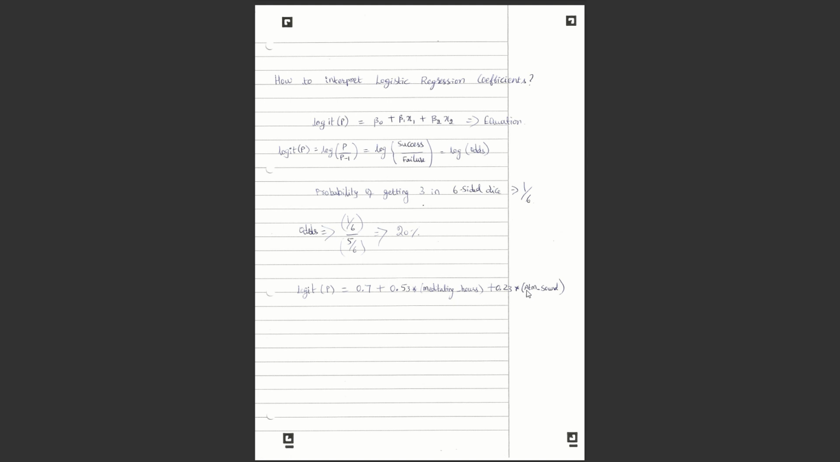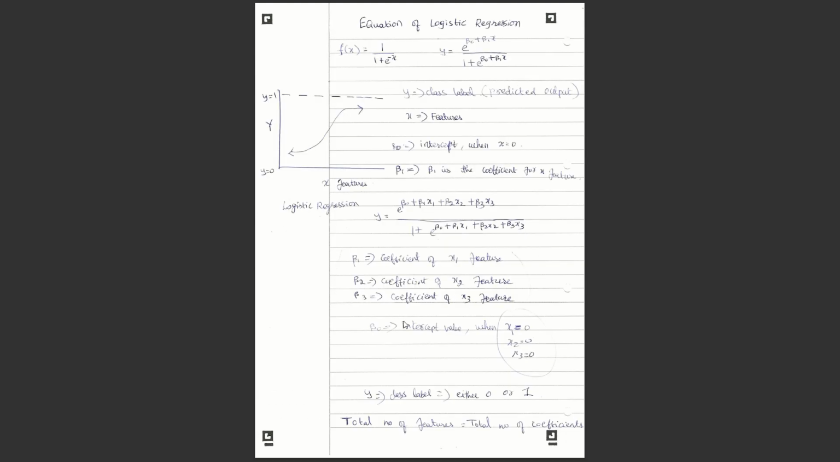Similarly, consider the atmospheric sound, where the sound is very pleasant, not the noisy sound. If the pleasant sound increases, then the log of odds will also increase by 0.23. Therefore, this equation can be interpreted in this way. The coefficients play a role in how much increase or decrease the predicted output will have, in this case the sleepy mode. Now I mentioned the number of coefficients is equal to the total number of features. Let's see it in the code.